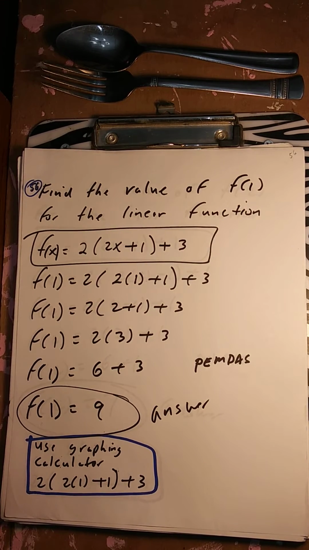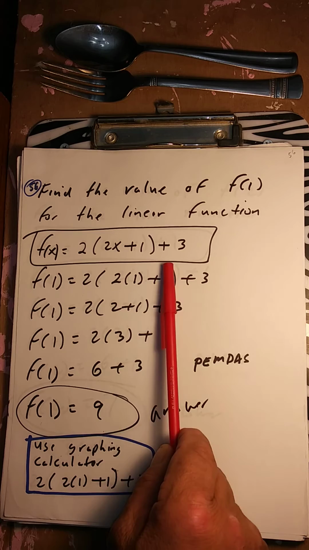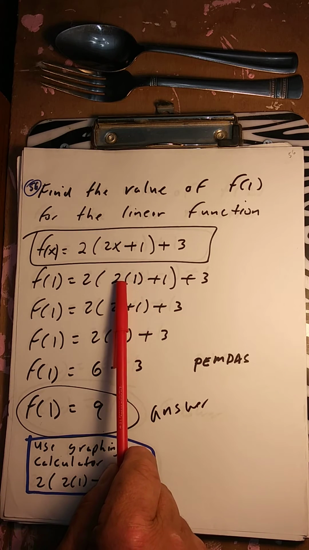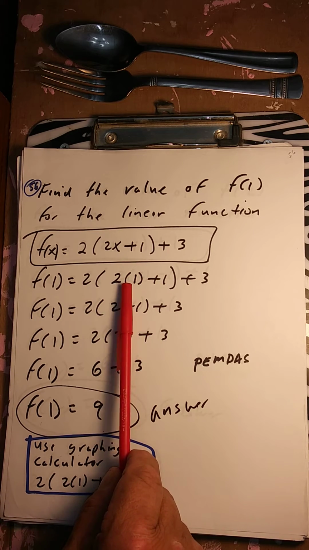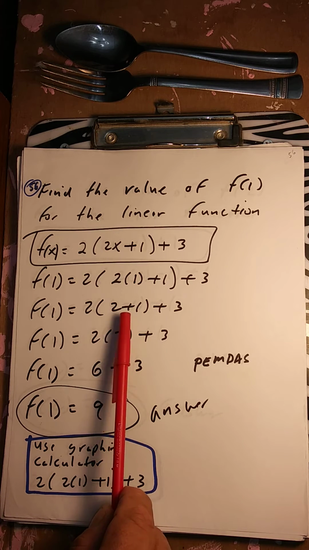Find the value of f of 1 for the linear function. So now put the number in there for the 1. Put the 1 here for the x. So now inside parentheses right here we have another parentheses. We have multiplication, we have addition. We have to do the multiplication first. So 2 times 1 is 2 plus 1.